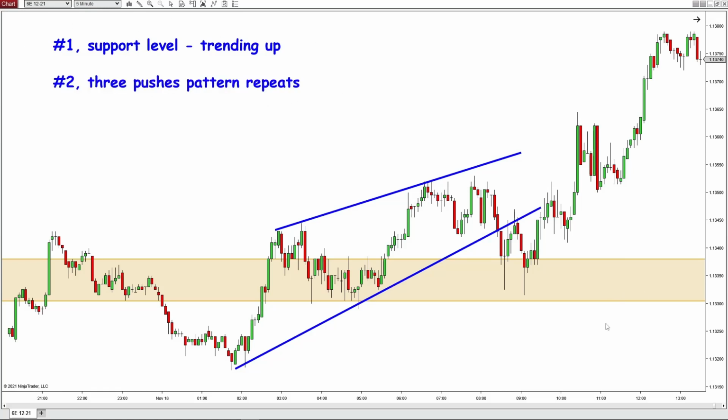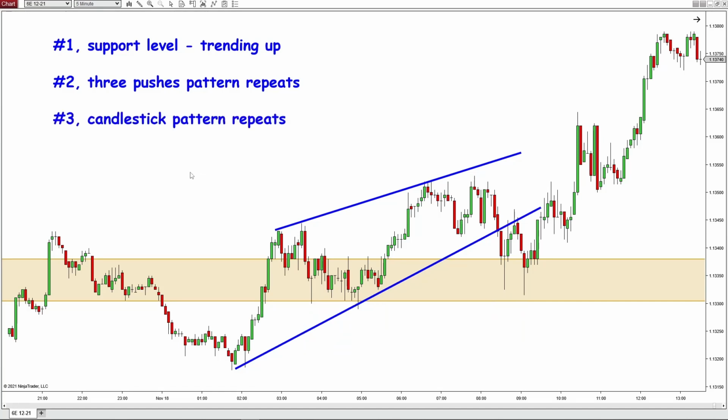Second, we can also see some three pushes pattern repeating itself. Let's take a look at what happened before. So we can clearly see that this is the first push down. This is the second push down. And this is the third push down. So that means if we have a first push, a second push, and then another push, the trend is probably going up. The reason that we are confident that after the three pushes the trend will go up is that for technical day trading, the basic assumption is that the historical chart will repeat itself.